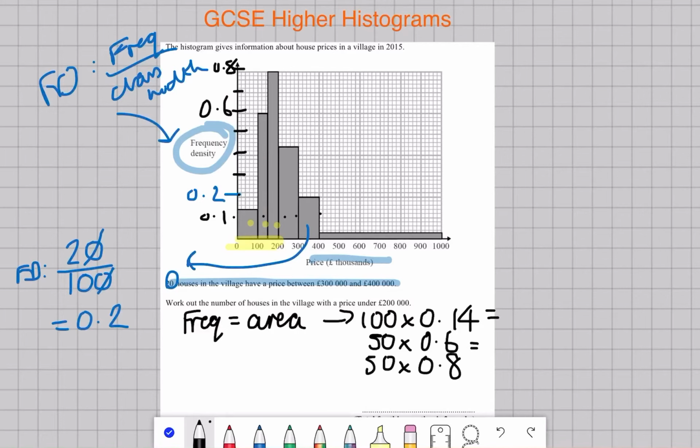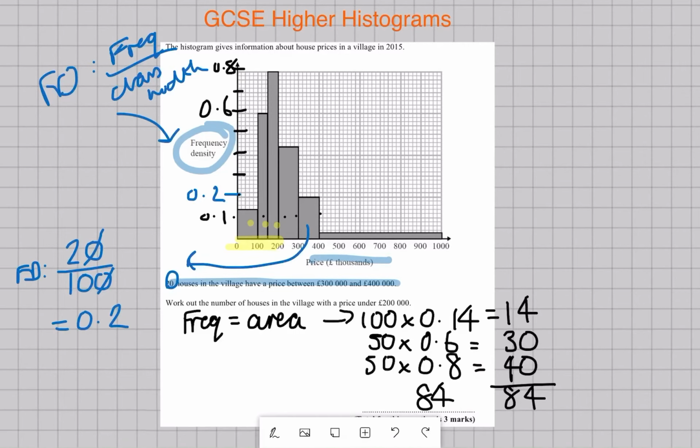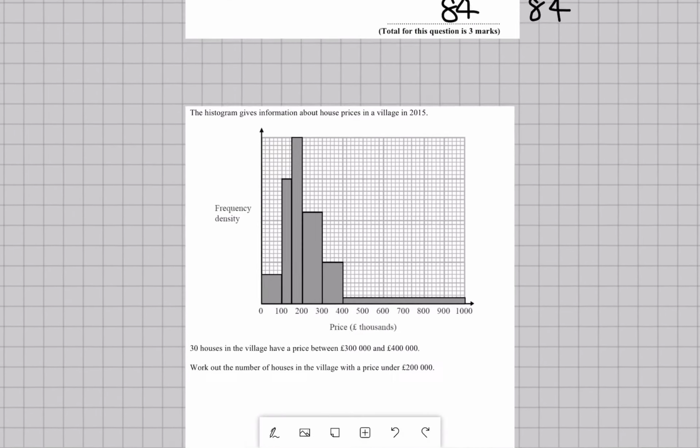So I'm going to type those into my calculator. 100 times 0.14 will be 14, 30 and 40. So I need a total: 84. So the total number of houses is 84. So use that to answer the question underneath.